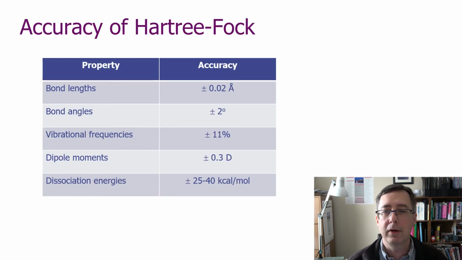So let's talk about how accurate Hartree-Fock is. Well, bond lengths are on average around plus or minus 0.02 angstroms off, which is okay for a lot of applications. Maybe not if you're trying to help out a spectroscopist, but otherwise within chemical reasonableness. Bond angles within about a couple degrees, similar comments as above. Vibrational frequencies within around 10 or 11%. Sometimes they tend to be a little bit on the high side, but not always. Dipole moments within about a third of a debye.